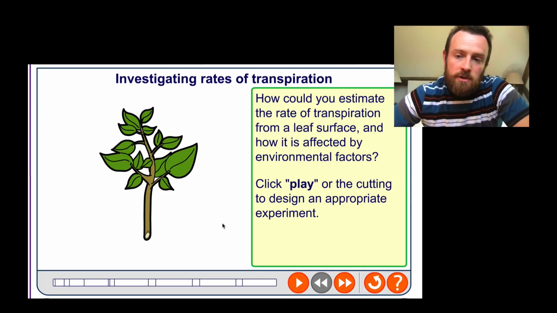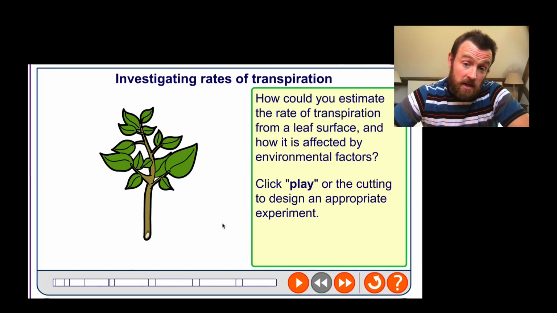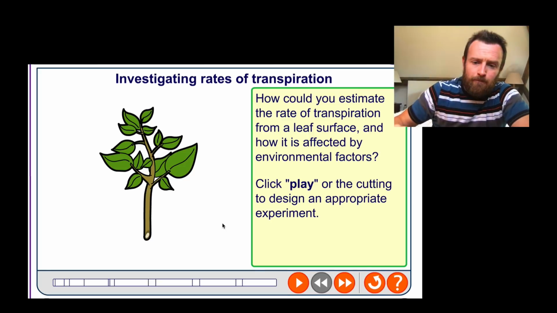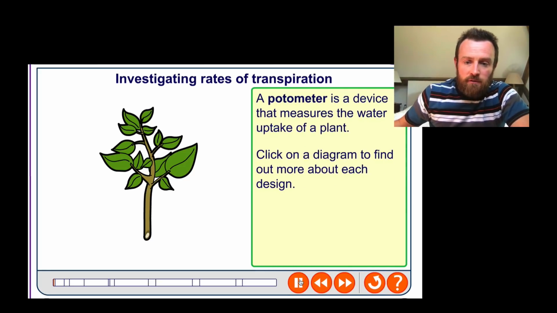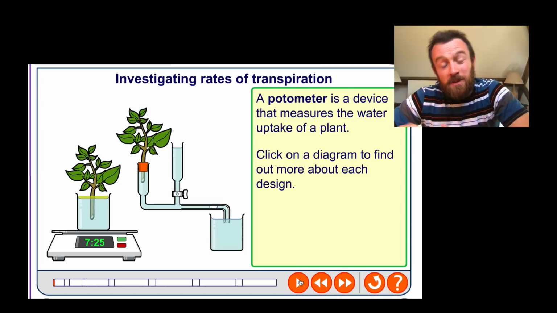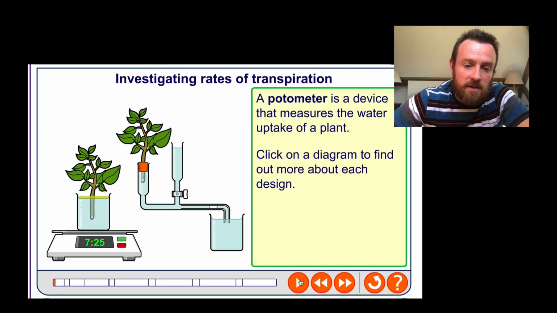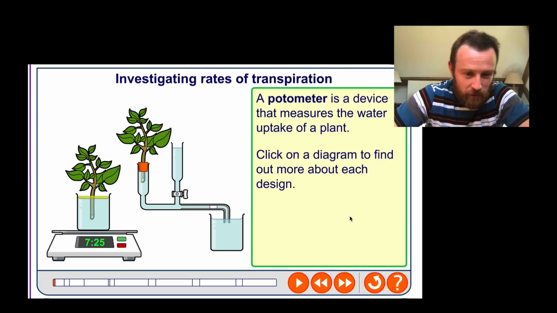So to use a potometer, first you need a piece of a branch or a piece of a plant that you want to investigate. Now, here's how we set this up. First of all, there's kind of two types actually. There's one which is a bubble potometer and one which is a mass potometer. So let's just have a little look at this one.